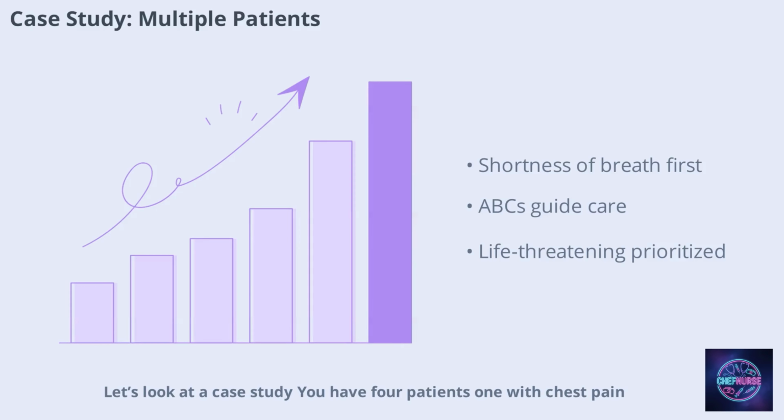You have 4 patients, one with chest pain, one with a fever, one with shortness of breath, and one requesting pain medication. The correct prioritization is to see the patient with shortness of breath first, as this could indicate a life-threatening respiratory issue. This example shows how the ABCs guide your decisions.